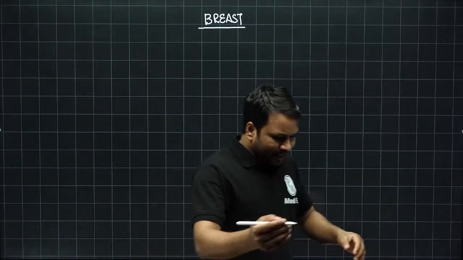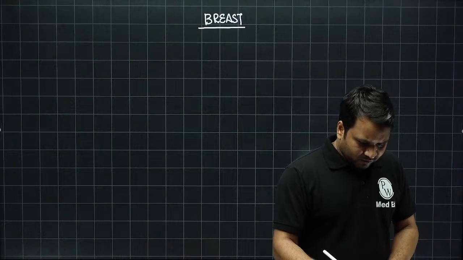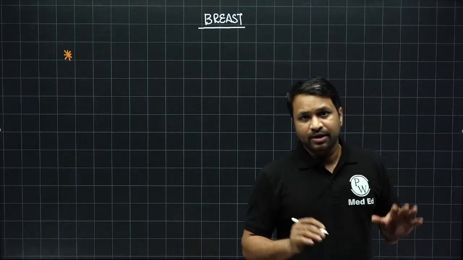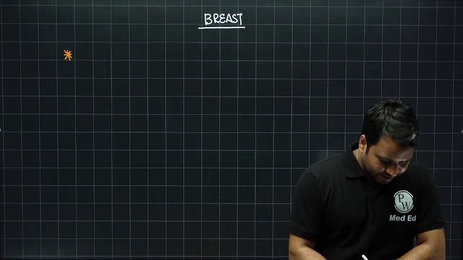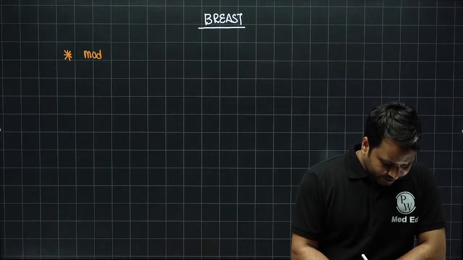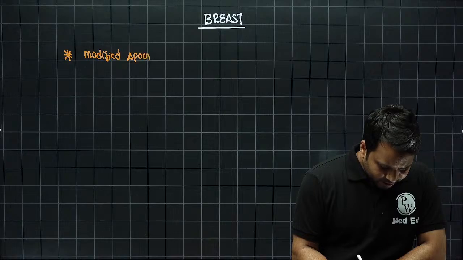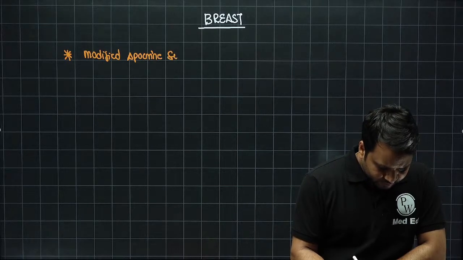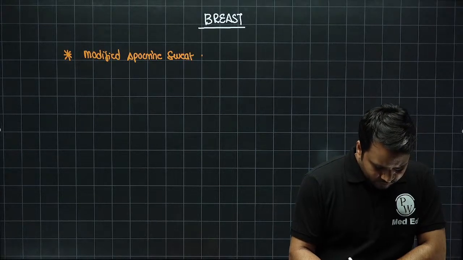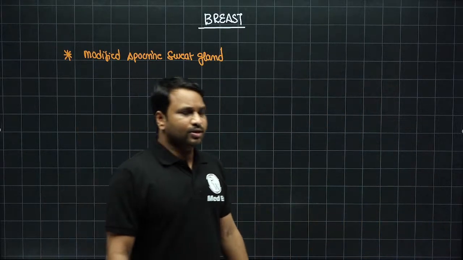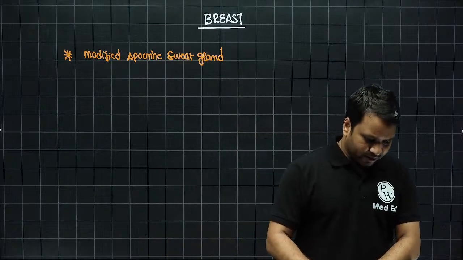Okay. So we'll start with the basic breast discussion, and one of the basic things that you need to know is, if somebody asks you to define breast, the best way to define it is as a modified apocrine sweat gland. It is a modified apocrine sweat gland, right? So the best way to describe a breast is a modified apocrine sweat gland.